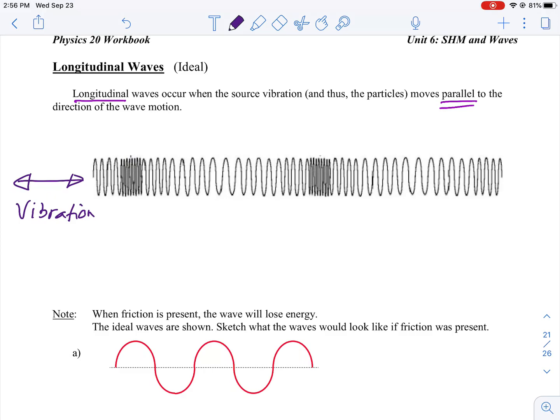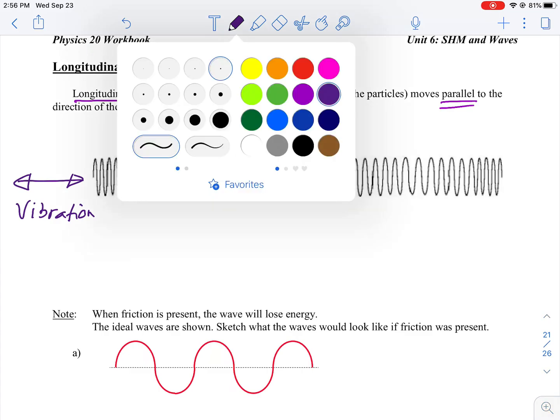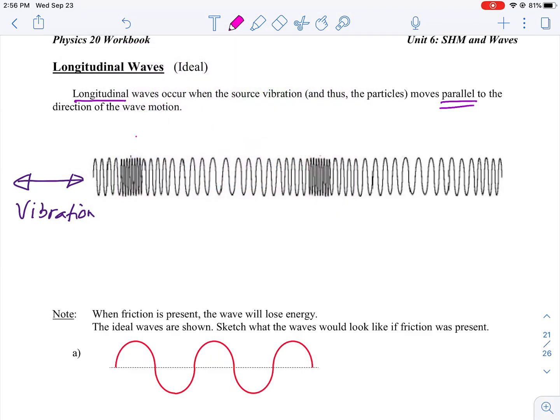And when it goes back and forth, what it actually does is create compressions, because longitudinal waves are also called compression waves. So you'll notice that we have some compressions here. Let's label the first compression as C and the next compression as C. We call these successive compression regions. And C represents compression.